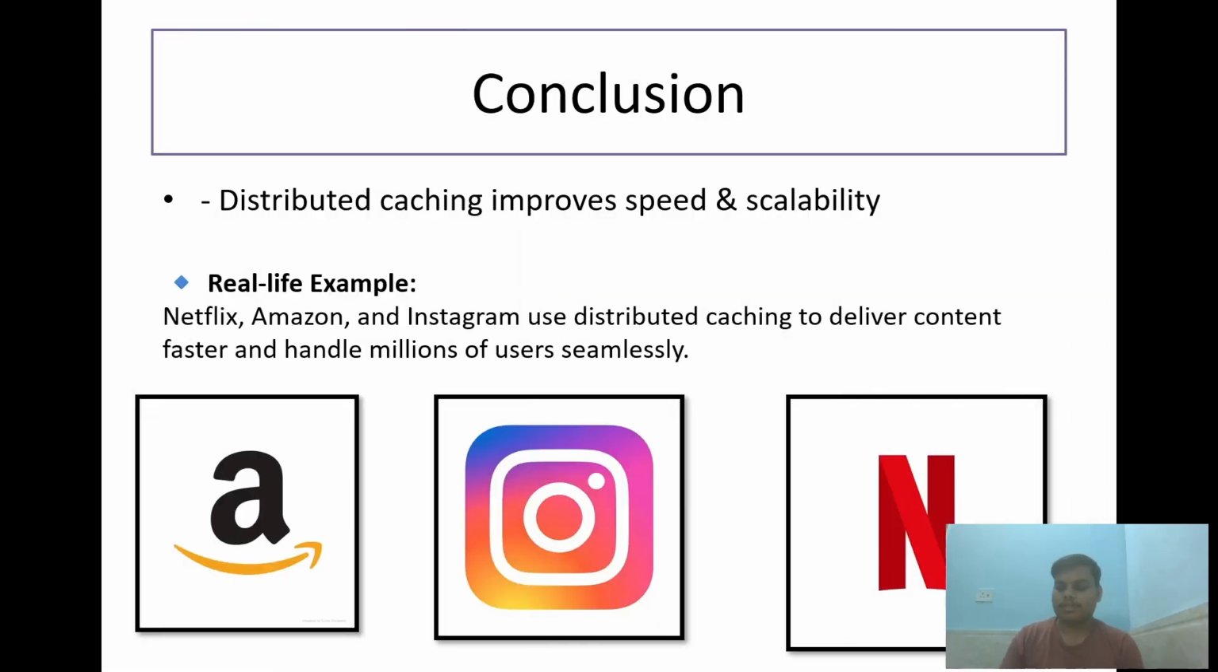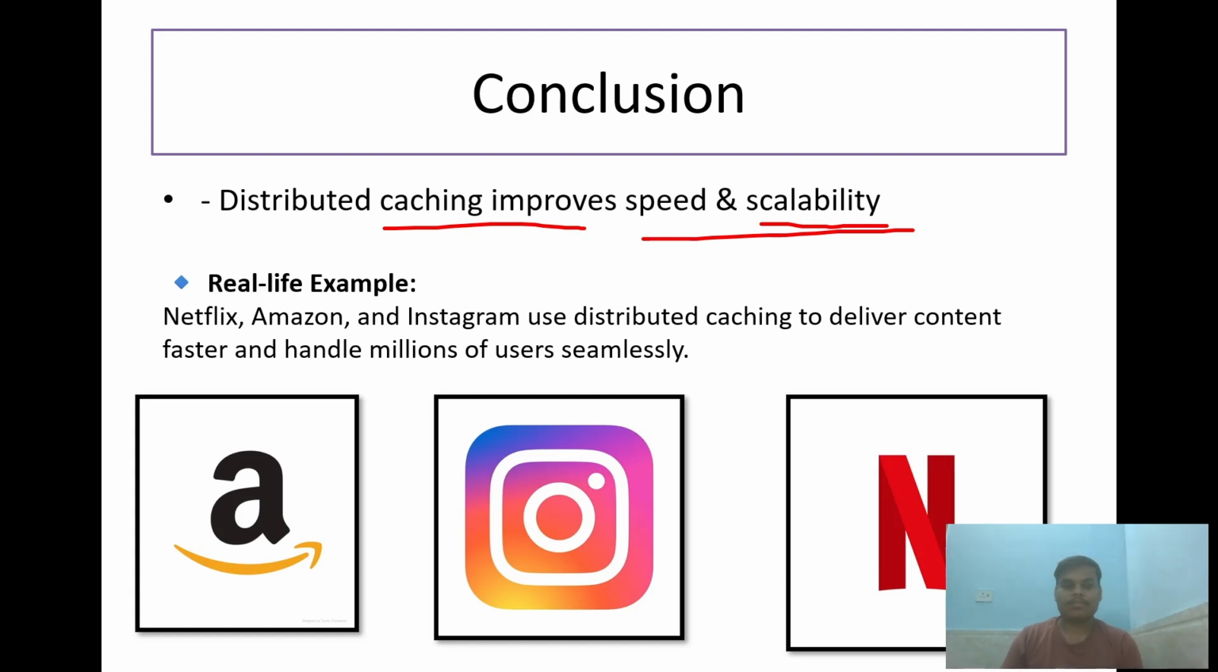So now if we conclude, we will understand that distributed caching improves speed and scalability. How does it improve speed and scalability? It improves speed and scalability because the time taken for fetching the data from the database is more than the time taken for fetching the data from the cache. So by caching we improve the speed, and also by caching we can handle millions of requests, so it makes the system scalable.